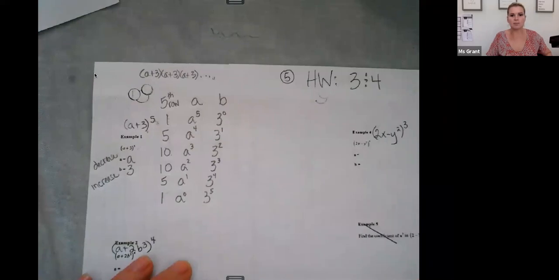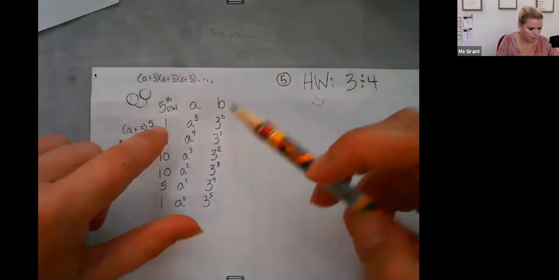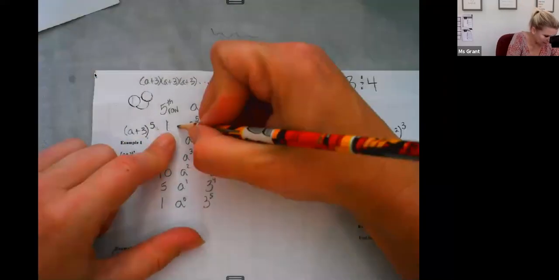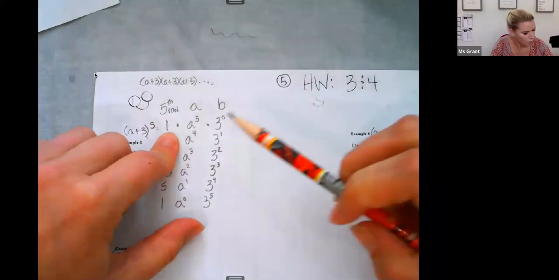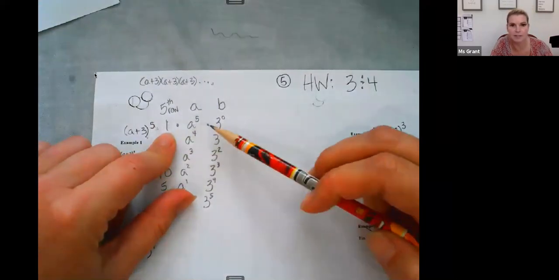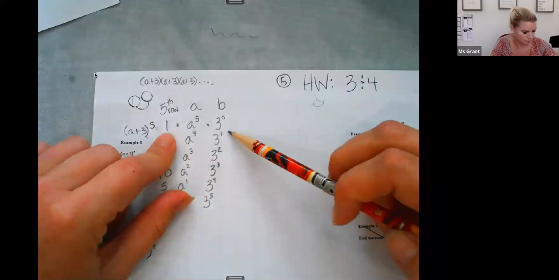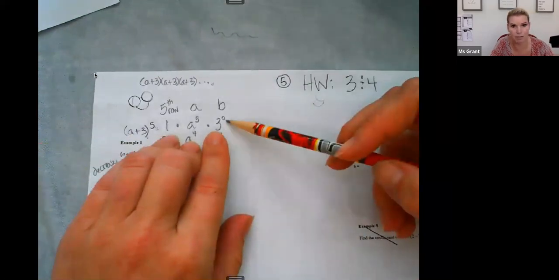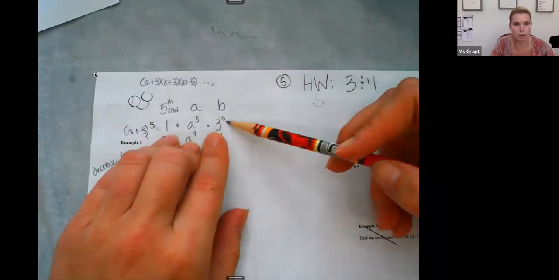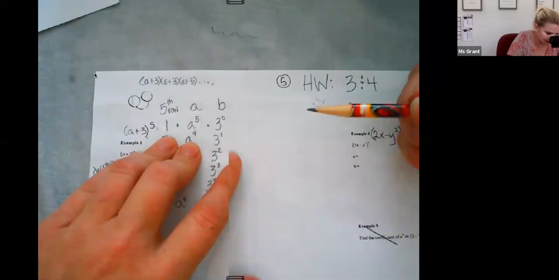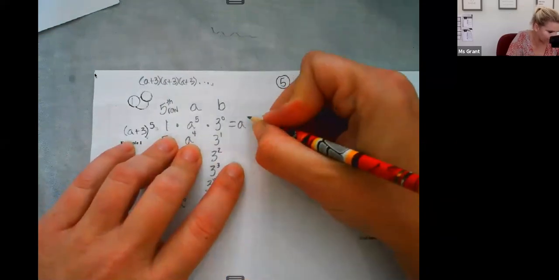So now I need to actually multiply across. These are all multiplied straight across. 1 times A to the 5th times 3 to the 0 power. Basically, guys, 3 to the 0 power is 1. 1 times 1. So all I really have here is A to the 5th.